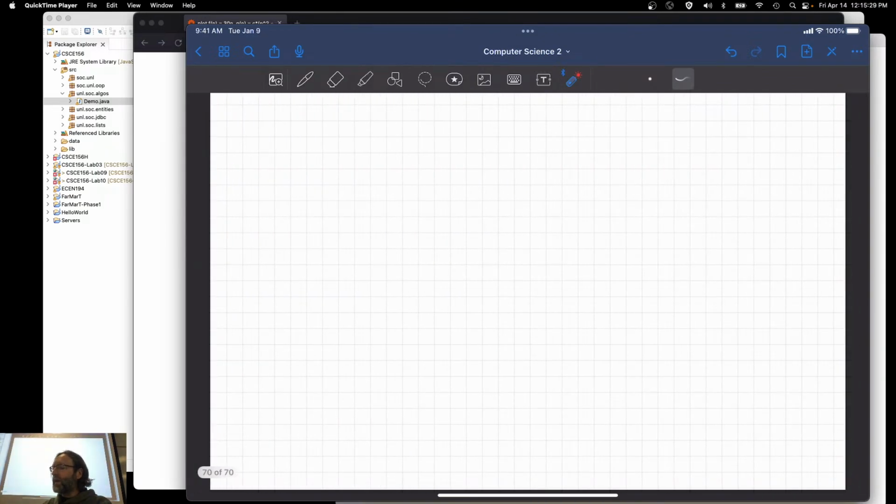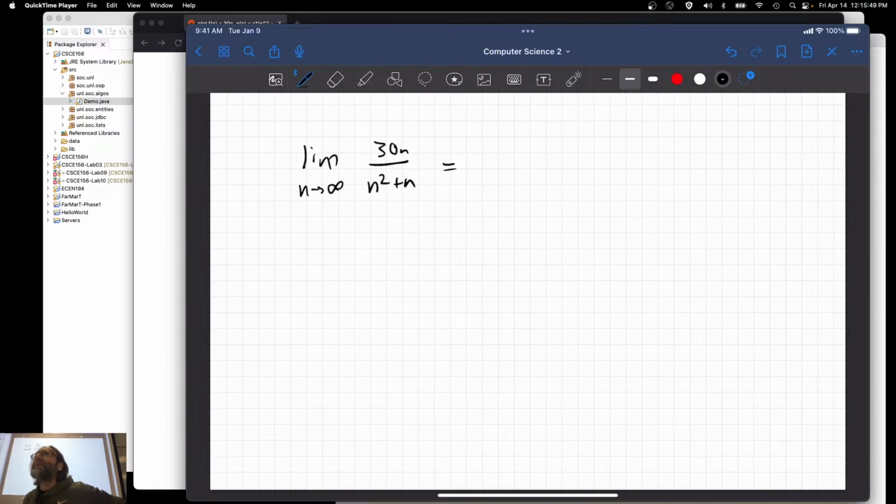Awesome. Here's my proof technique now with those two other things. Take the limit of f of n, which was 30n, all over n squared plus n. Tell me about that. I'm not going to require an epsilon delta proof, like maybe calculus requires for limits, but show me something at least. Why does it go to 0?